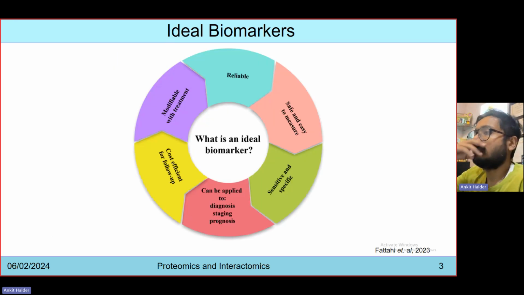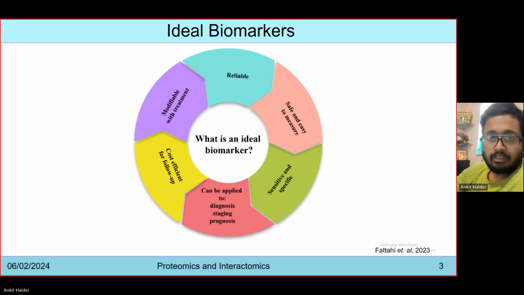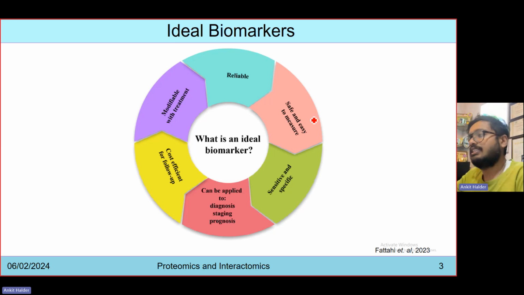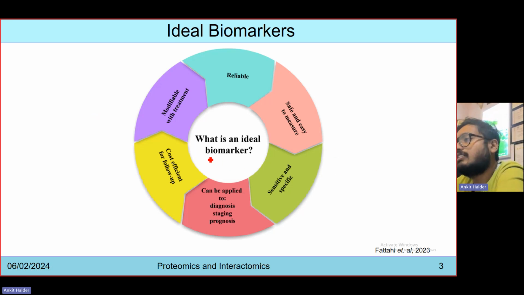Now, the question is, what is an ideal biomarker? The first thing is to have a biomarker, and the second thing is to have an ideal biomarker. Ideal biomarkers should definitely have certain properties. Till now, we could understand just the term biomarker.